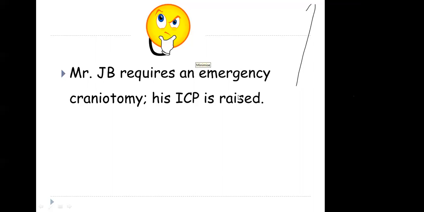I would give propofol. Propofol, why would you go for propofol? It reduces cerebral blood flow, so it's good for increased ICP.